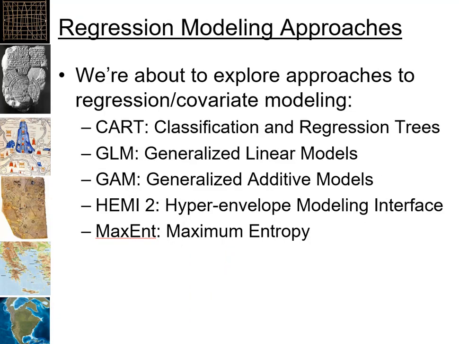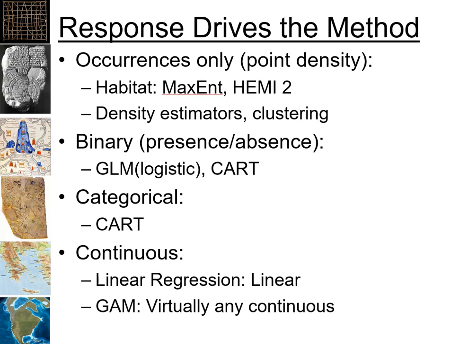Okay, so there are a number of regression modeling approaches we're going to look at in the near future. That includes CART, GLM, GAMs, HEMI2, and Maxent. Each of these is a little different. And an important thing that I've learned in teaching this class and looking at this broad set of methods is that quite often the response variable drives which method you can use. So if you only have occurrences, you have to use something like Maxent or HEMI2, and those are predictive modeling methods. Otherwise, you're looking at density estimators or clustering, which aren't really predictive, but they show you the density of where there's lots of occurrences.